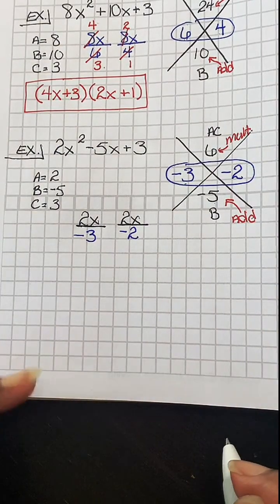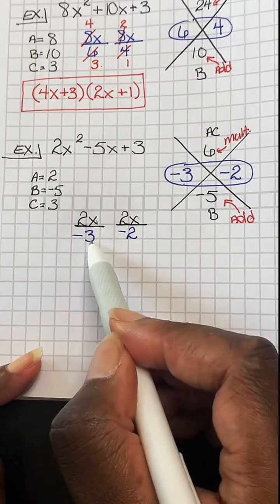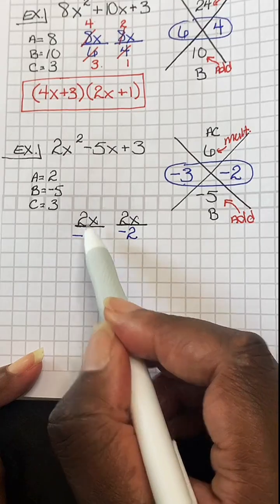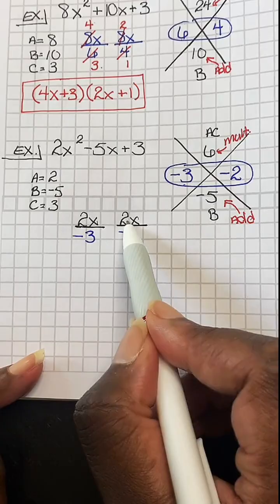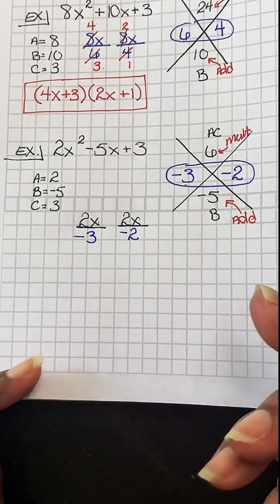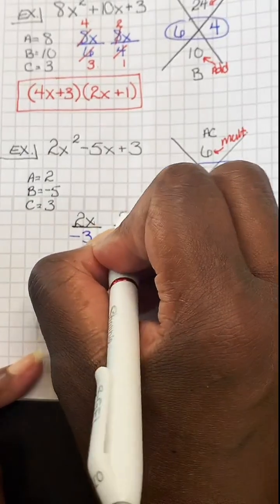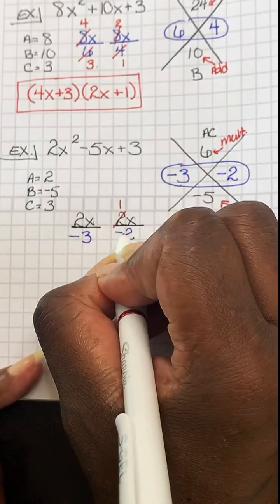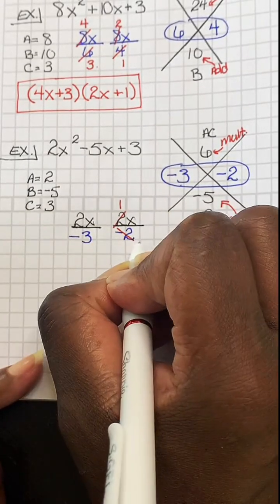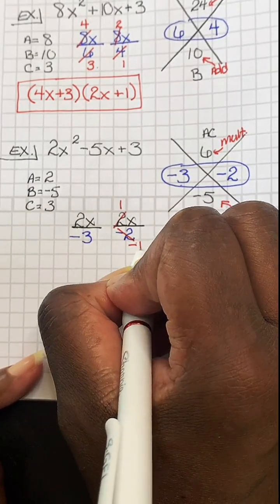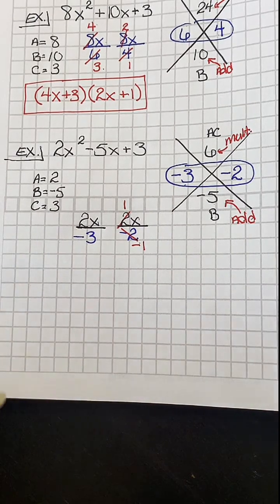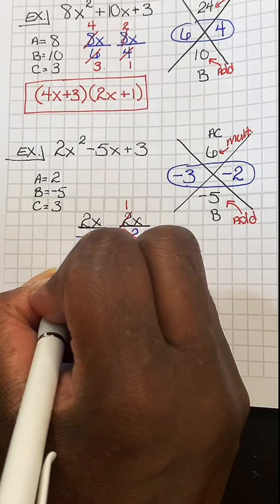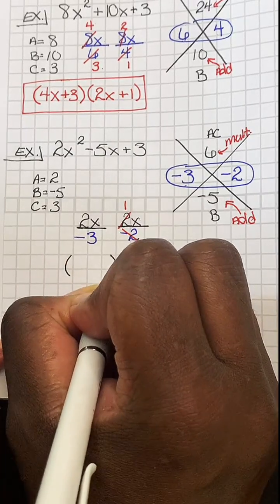Well, taking a look, 2 and -3, just the 2 and the 3, they only have 1 in common, so that's fine. But we have 2 and -2, they both have 2 in common, so 2 divided by 2 will give me 1. -2 divided by 2 will give me a -1. So from here, now we can do our parentheses.